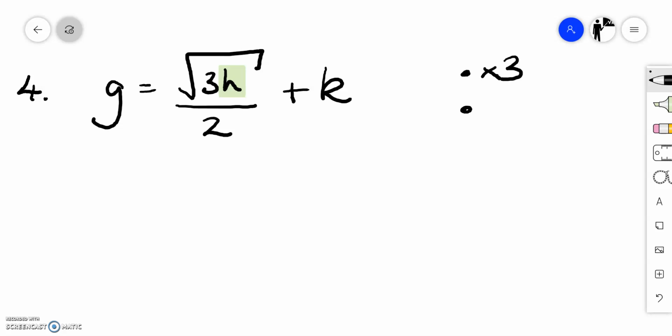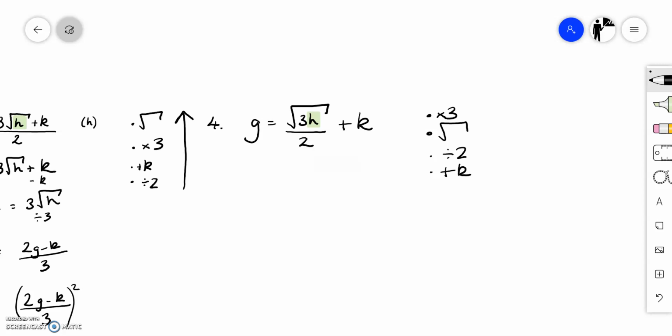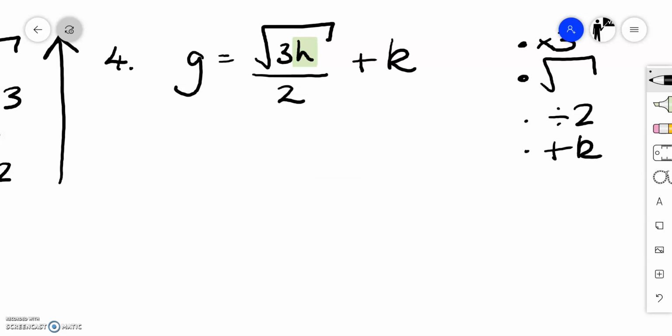And then I square rooted that. Then that I divided by 2. And then I added k. So do you see how it looks very similar, but the order, how it's been formed, is different. So we're going to need to do the inverse to both sides. So I'm going to need to undo this adding k. So I'm going to subtract k from both sides.